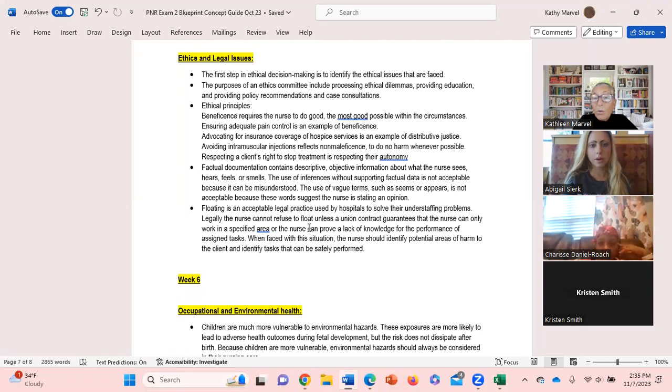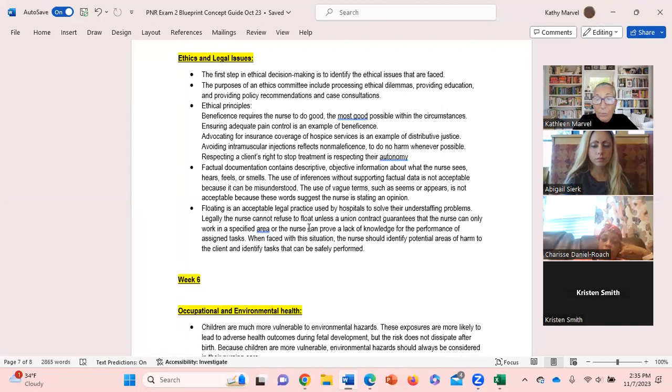Doing no harm whenever possible. So what was the example we talked about? It was one of your quiz questions about the catheter. Yep, contaminating the catheter. So getting a new kit, right, because we don't want to cause harm. So beneficence and non-maleficence are the two primary ethical principles that we practice by.